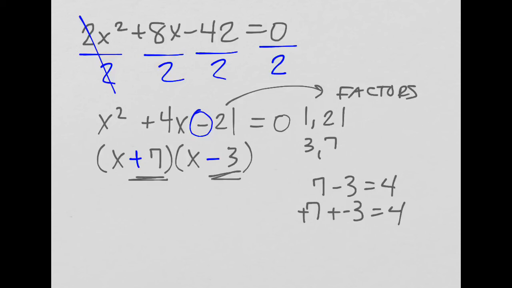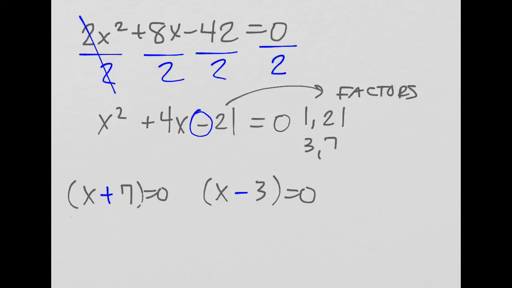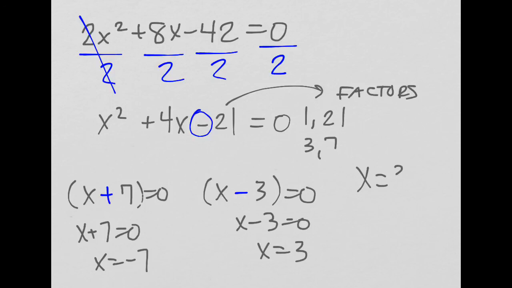Now I'm just going to take this section and set it equal to 0. And then we'll take this other section and set it equal to 0. Let's just get rid of this over here. Okay, so equals 0, equals 0. These give me my two answers. So x plus 7 equals 0. Subtract 7 from both sides. x minus 3 equals 0. Add 3 to both sides. So x is going to equal 3 and negative 7. That is your answer. All right, last example, and then we are done.